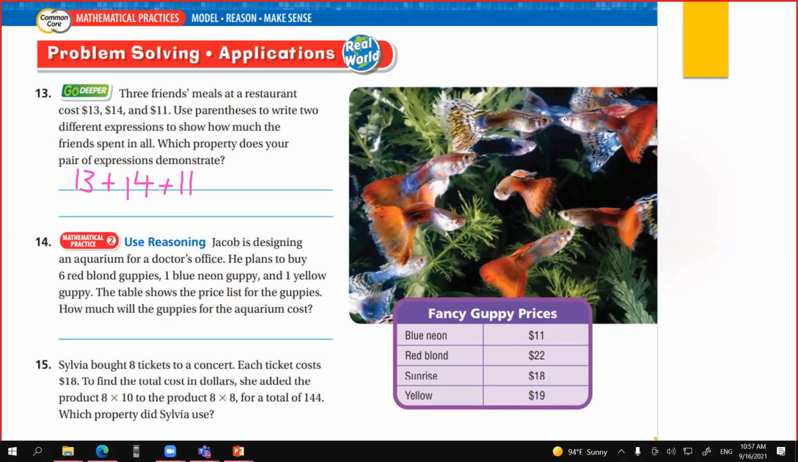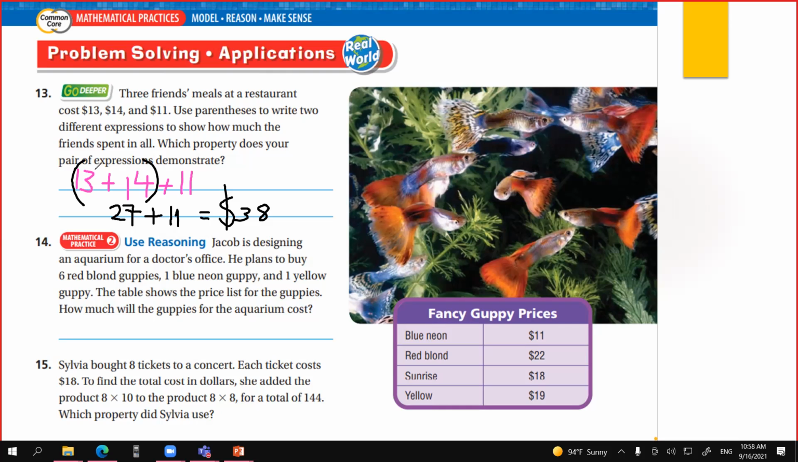Then how can you solve it here? What do you have to do first? We should open a parenthesis. Bravo, open parentheses for the first 2 numbers first. Then the answer, or the summation, add it to 11, bravo. So 13 plus 14: 3 plus 4 equals 7, 1 plus 1 equals 2. So 27 plus 11: 7 plus 1 equals 8, and 2 plus 1 equals 3. So bravo, 38. So $38.